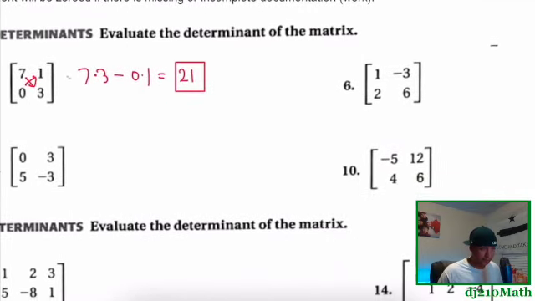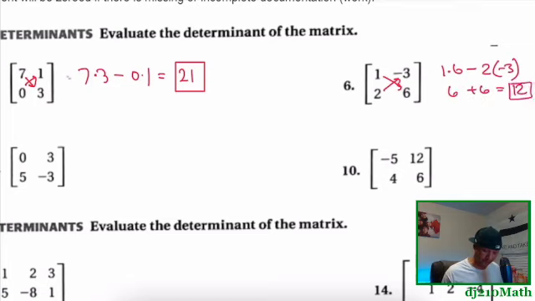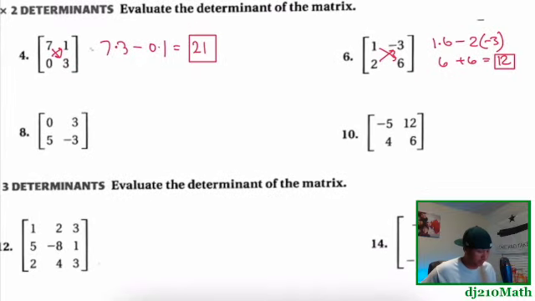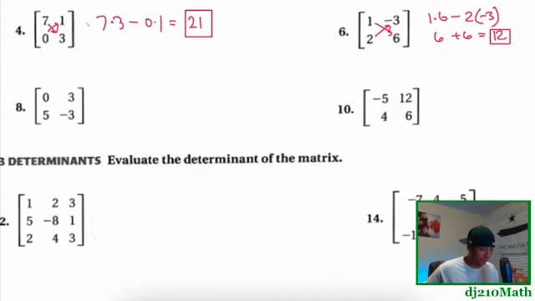All right. To the right, number 6. Again, the diagonals. 1 times 6 minus 2 times -3. So 6 plus 6, 12. These kind of go quick, but they should. You're just multiplying and subtracting two numbers.